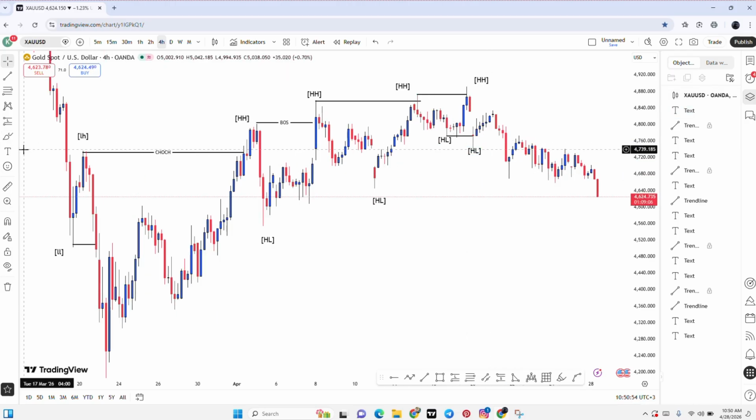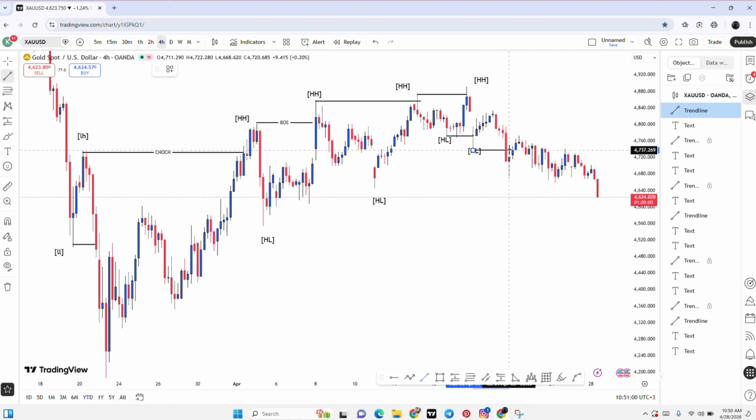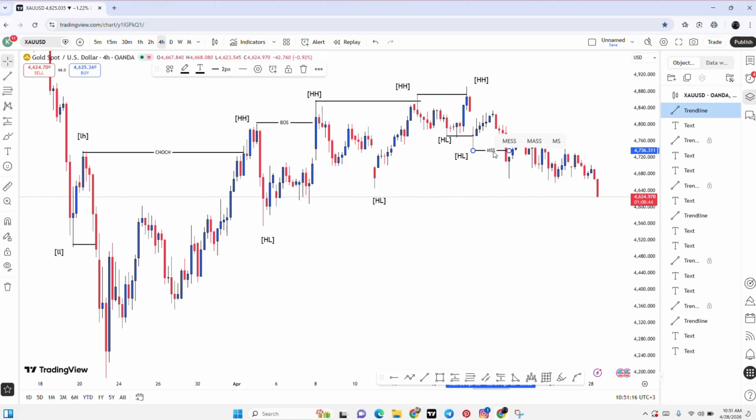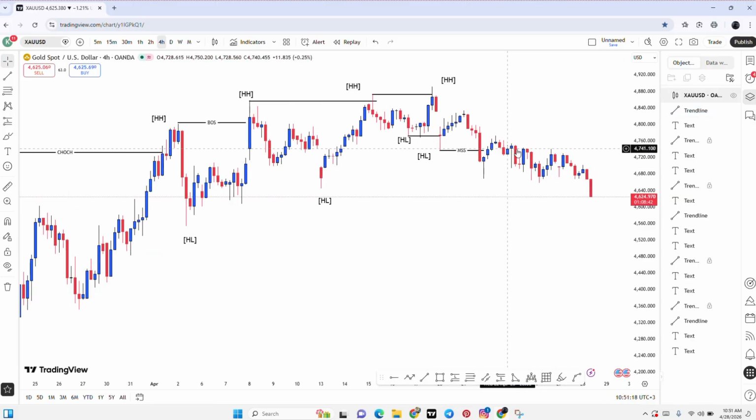So if we mitigate this area or above this area, like you can see we mitigated the downside, and we closed below. You can see we closed below to the downside. Now this becomes our market structure shift, or a change of character again. Now price has shifted to go bearish.